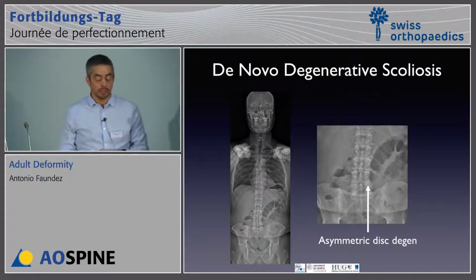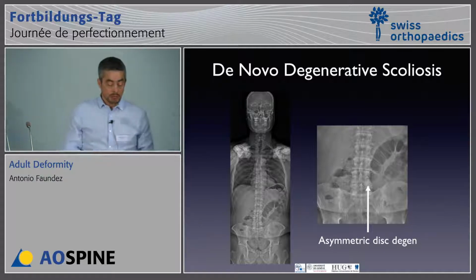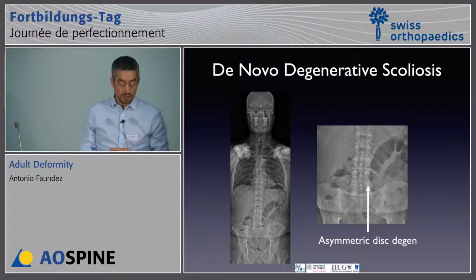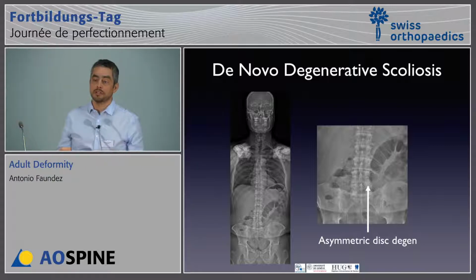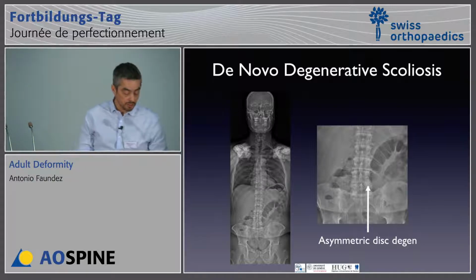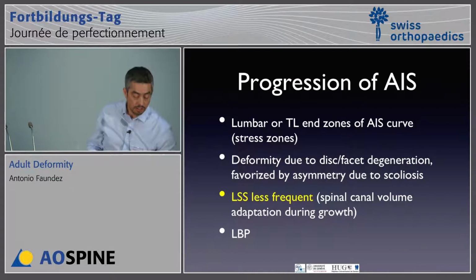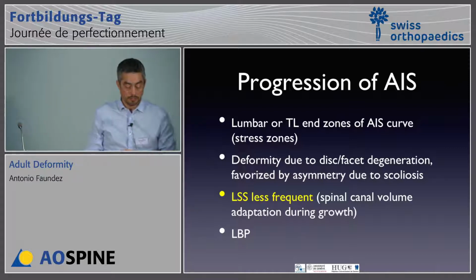Here's an example of a de novo degenerative scoliosis at its very early stage, where you see an asymmetric disc degeneration at L4-5 level. And this is mostly due to genetic factors that affect the degeneration of the disc. And then you have rotatory dislocation that enters into play.